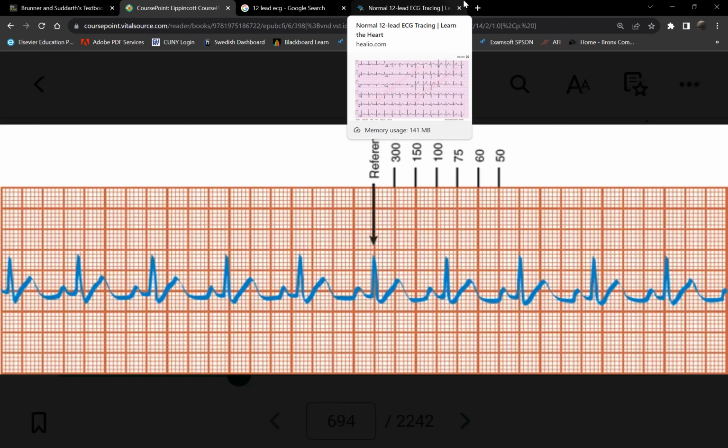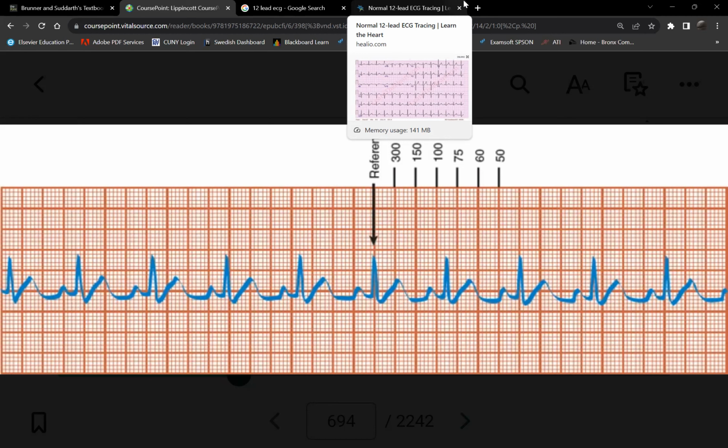Is the PR interval between 0.12 to 0.2 seconds? The PR interval is from here to here. Is it between 3 to 5 small boxes? That's 3 plus 1.5. Yeah. Okay, so it's between 3 and 5 small boxes. You can do the same for the succeeding ones. I'm sure it'll be the same.